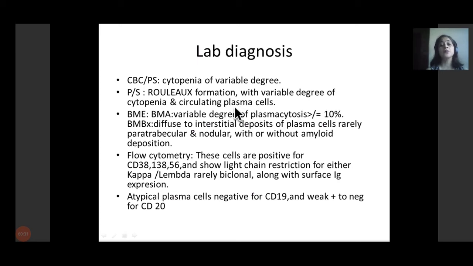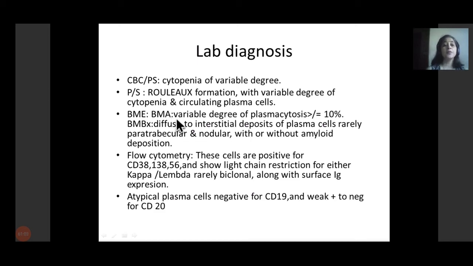The peripheral smear should be examined very carefully for rouleaux formation, the type of anemia, and also for circulating plasma cells. If they are more than 20% of all the cells, this is called plasma cell leukemia, which can coexist, can predate, and can follow the treatment of the plasma cell myeloma. In general, in the Indian population, there can be up to 2 to 5% circulating plasma cells at all times.